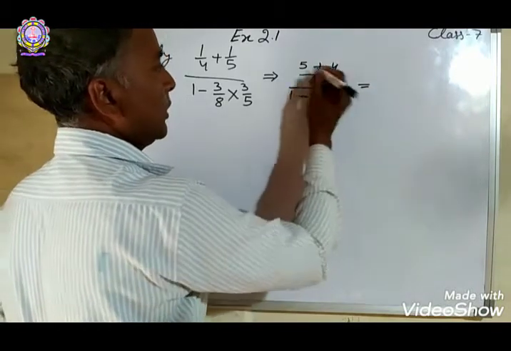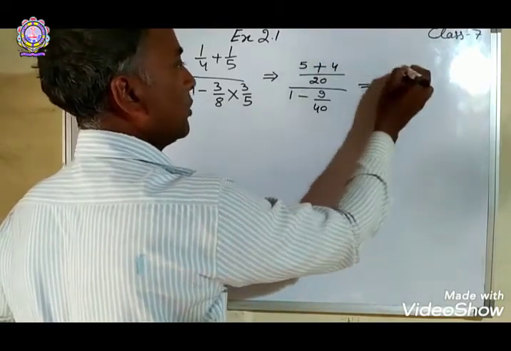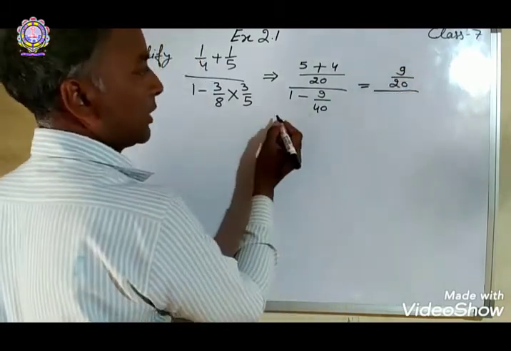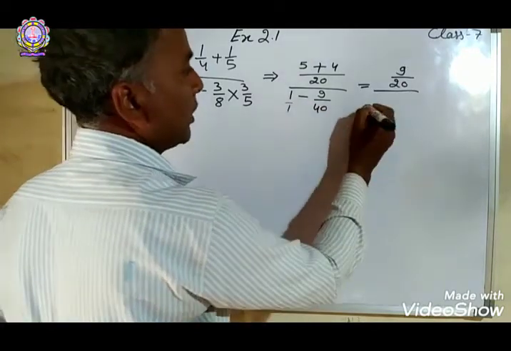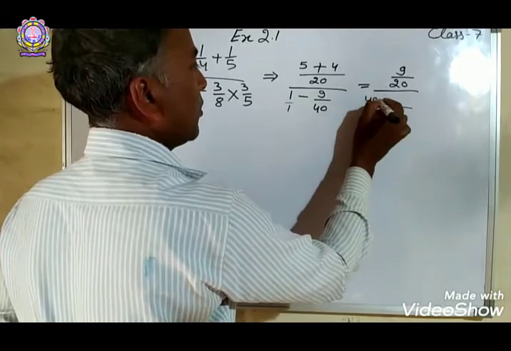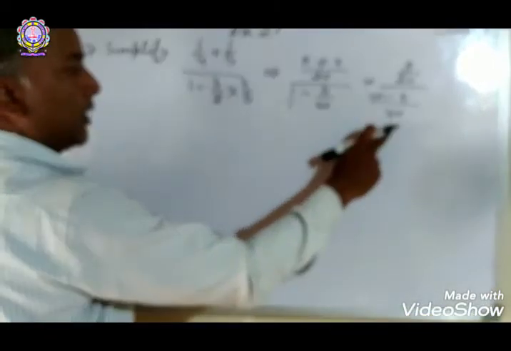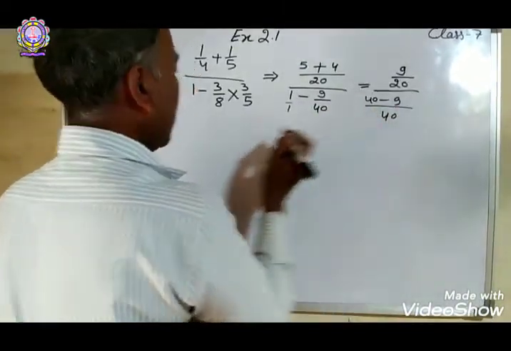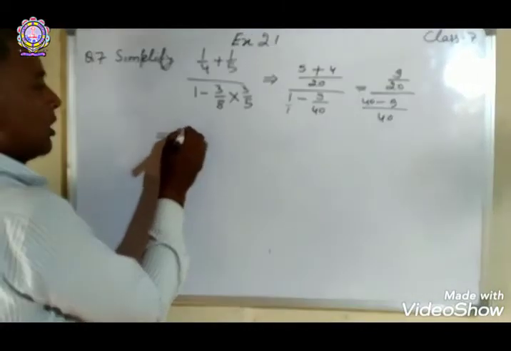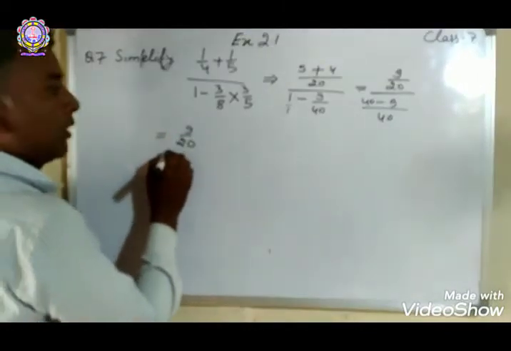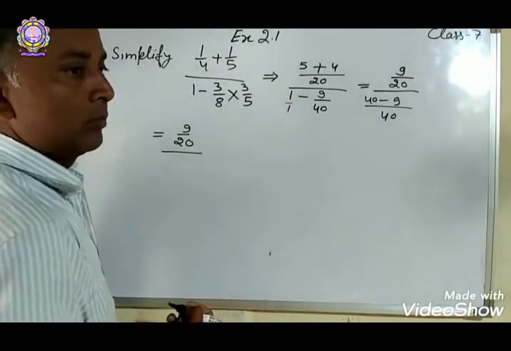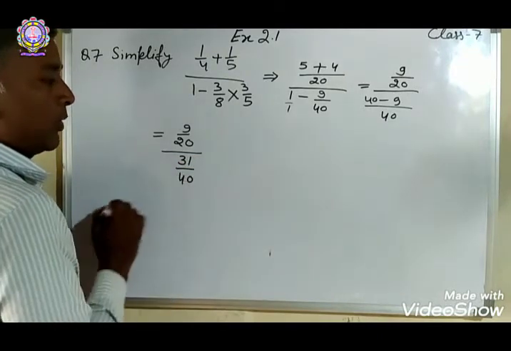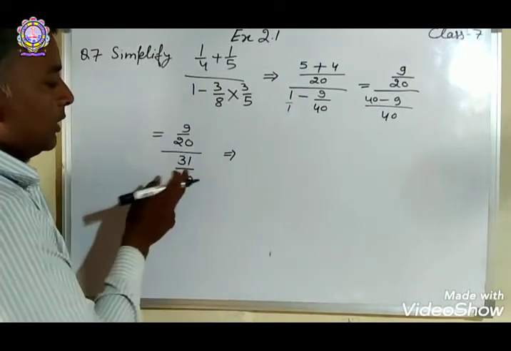And now here 5 plus 4, 9 upon 20. Upon here we write the 1, take the LCM, so you get 40. 40 minus 9, 40 divided by 1 is 40, so 40 minus 9 upon 40. Subtract 9 from 40, you get 31 upon 40. Now here is the division.